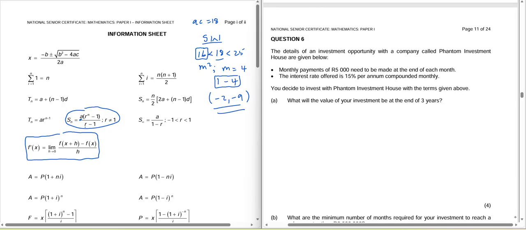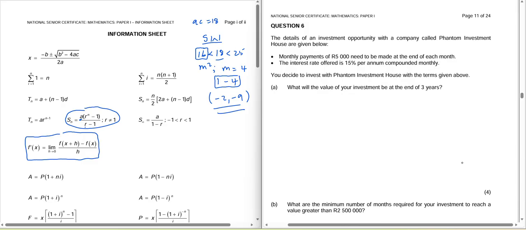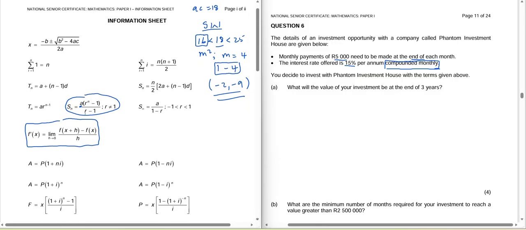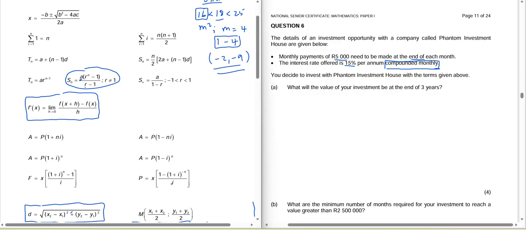Now we go to number 6. For number 6, they are saying the details of an investment opportunity with a company called Phantom Investments are given below. Monthly payments of 5,000 need to be made at the end of each month, and the interest rate offered is 15% compounded monthly. Please remember, compounded monthly. Whenever it's compounded monthly, you need to remember that your I will not be coming the way you see it. It will be manipulated there.